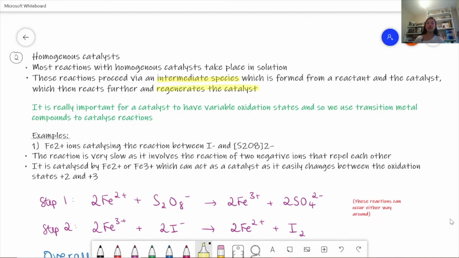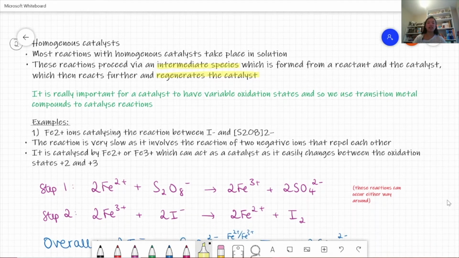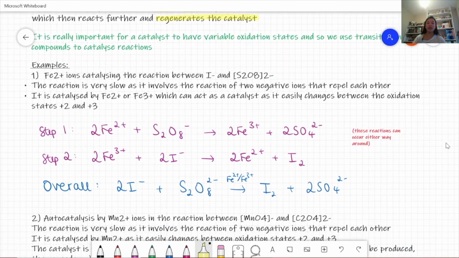And so it is really important for a catalyst to have variable oxidation states, and this is why we use transition metal compounds to catalyze reactions. So now we're going to look at some examples that you need to know.